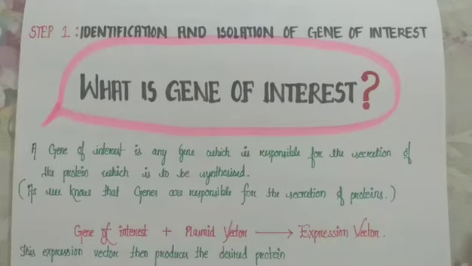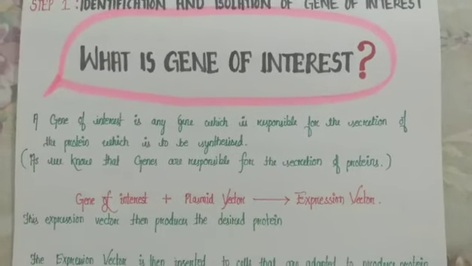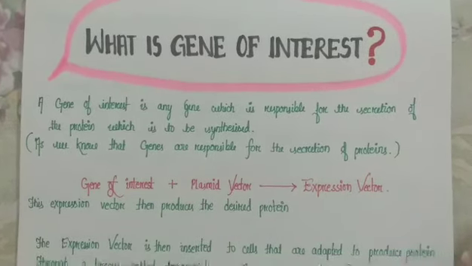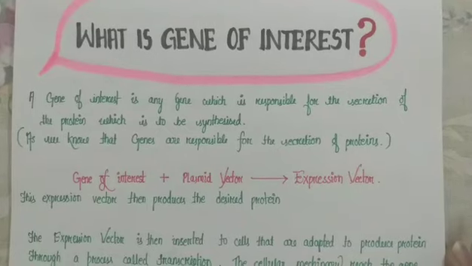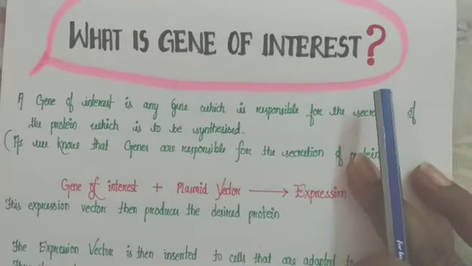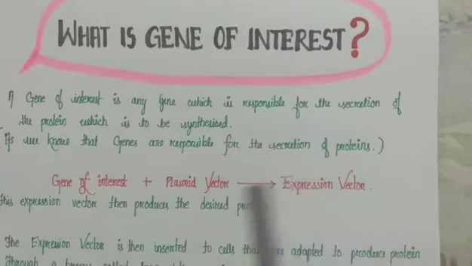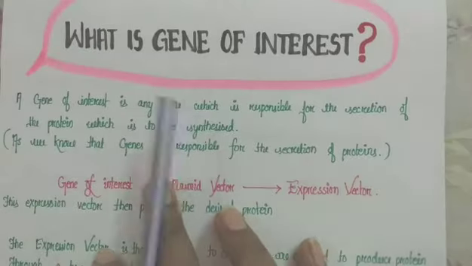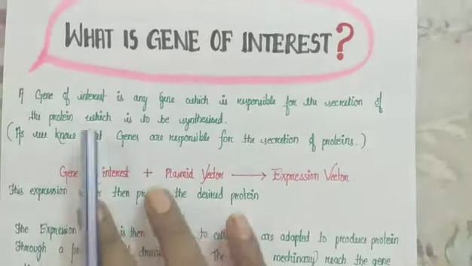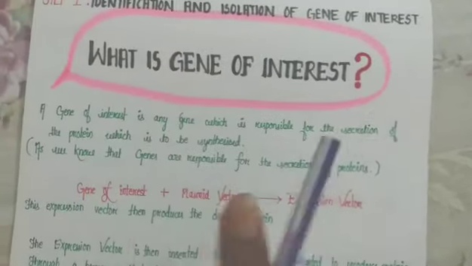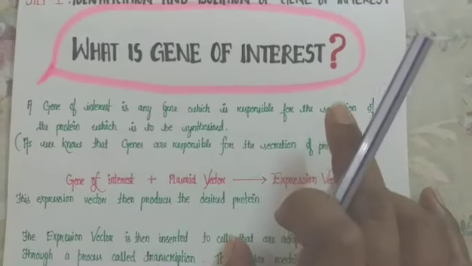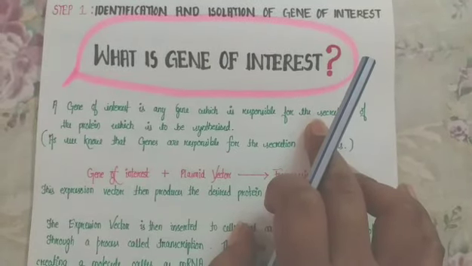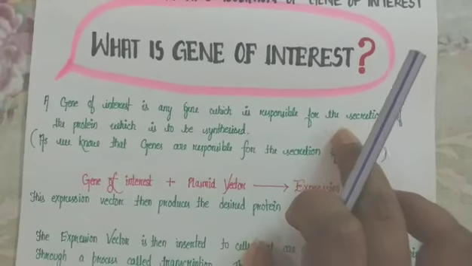So, what is a gene of interest? As we know, genes are responsible for the secretion of proteins. Genes in our body are responsible for secretion of certain proteins, and proteins are so much required by us. Proteins help us in doing so many things. They help us digest. Proteins are very important for our body.